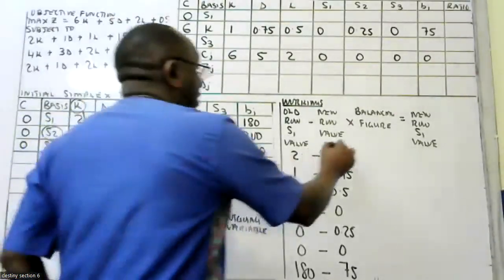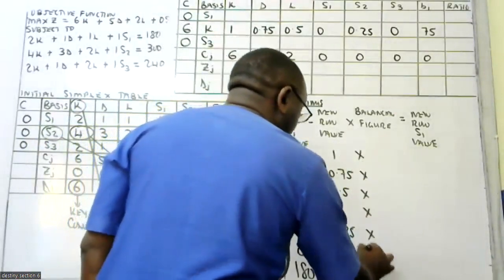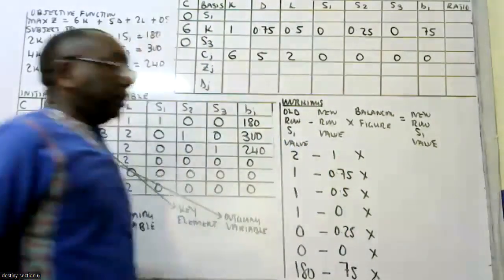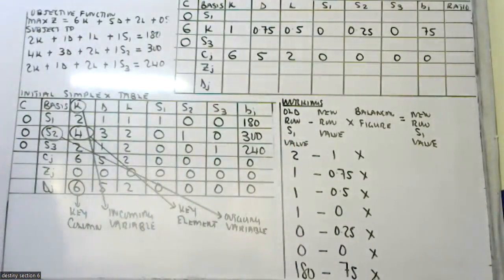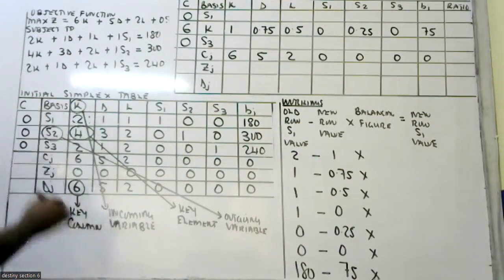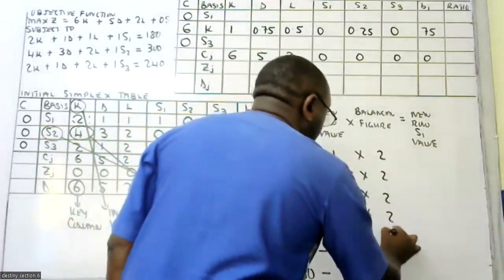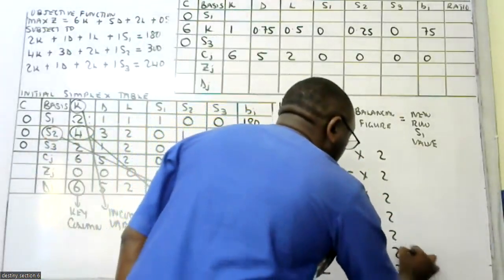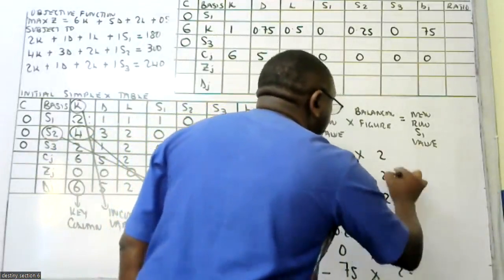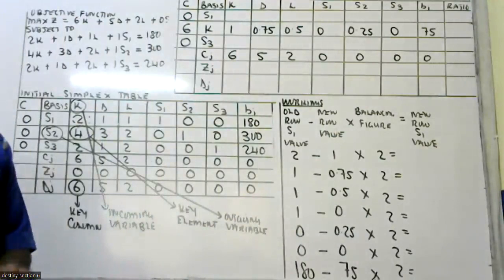Then you say times the balancing figure. Balancing figure is the value in the key column and the row that you're dealing with. This one. So that is 2. So you put 2, 2, 2, 2, 2. So I believe from there you will be able to continue and finish.